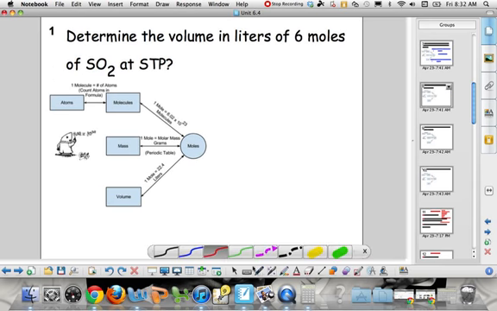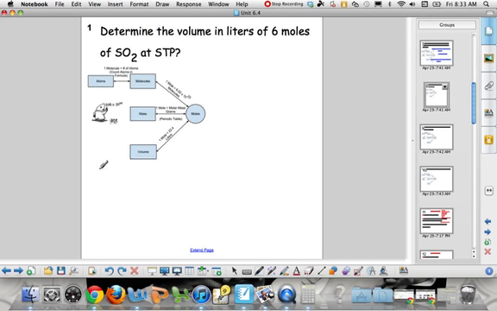So here we go. This one says, determine the volume in liters of 6 moles of SO2 at STP. Well, let's set this up and do this just like we've done any of our other problems. I'm going to take what I know and put that over 1. I'm going to write this down here actually. 6 moles of SO2. Putting that over 1.